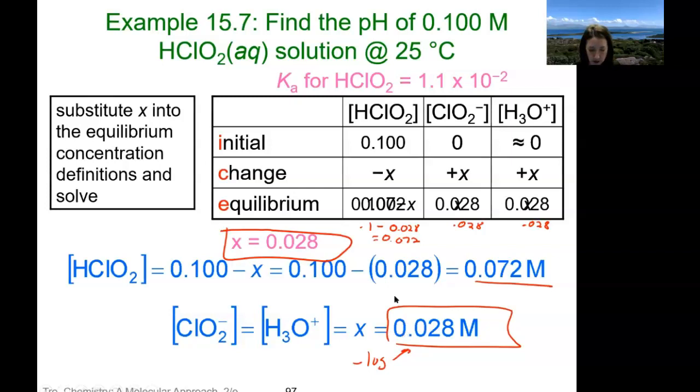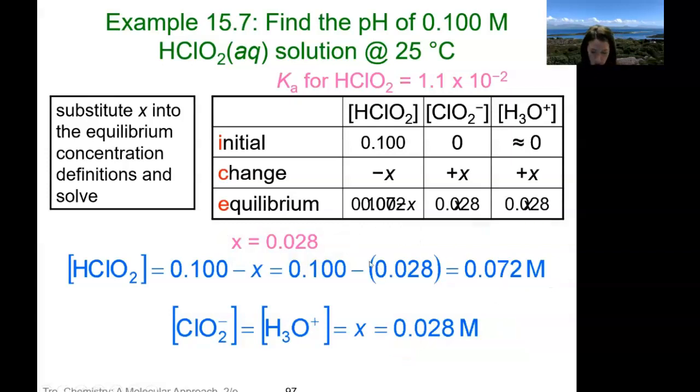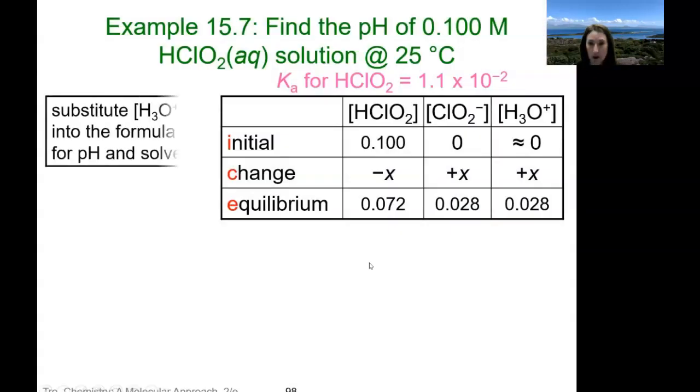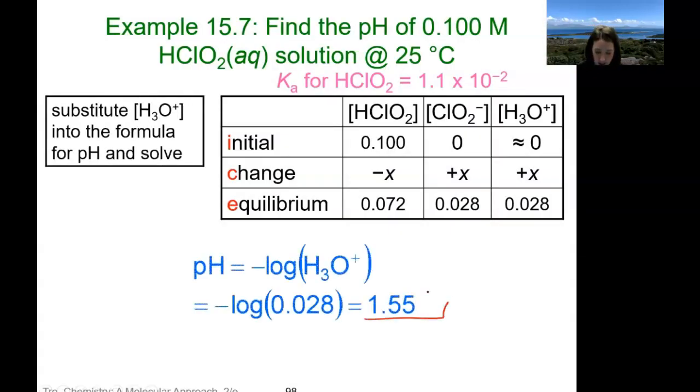So let's look at how close we were to our answer. Before, with x is small not working, we got 1.481. Now, without using x is small, we got 1.55.